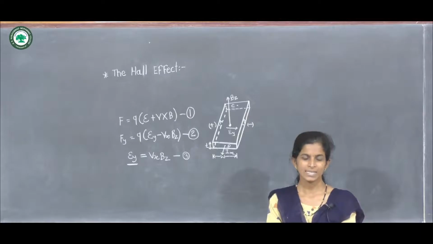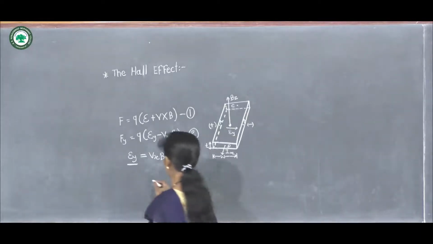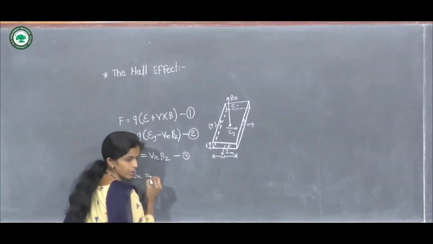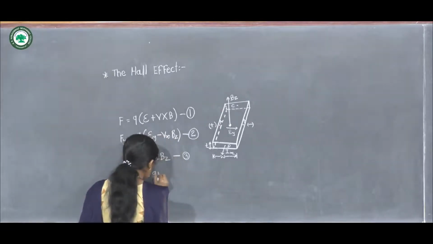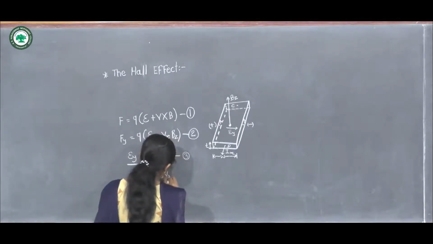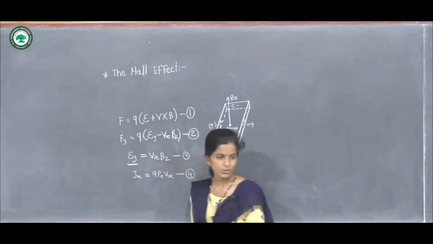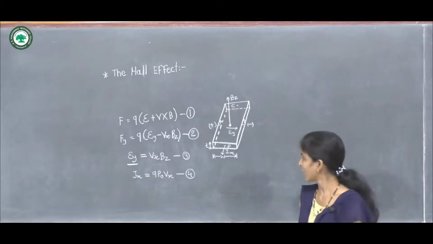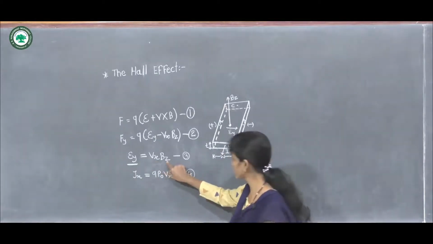By using the current density equation, one may write J_x, current density along x direction, is given by J_x is equal to Q into p_0 into V_x. This is next equation number 4. From this, as we have epsilon_y is equal to V_x into B_z.